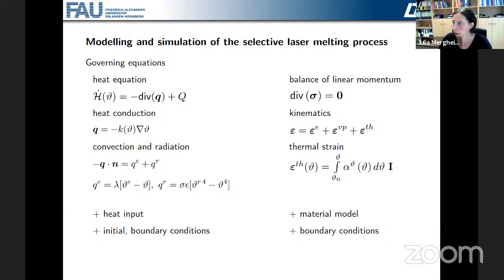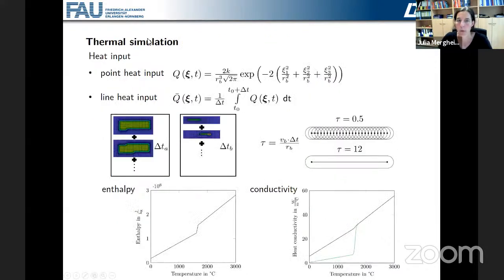So from the temperature, that is the loading that we have in the process. And the thermal strain is computed here by means of the heat expansion coefficient and the change in temperature. So here we need to complete a material model and also boundary conditions. So I would like to proceed with the thermal simulation.